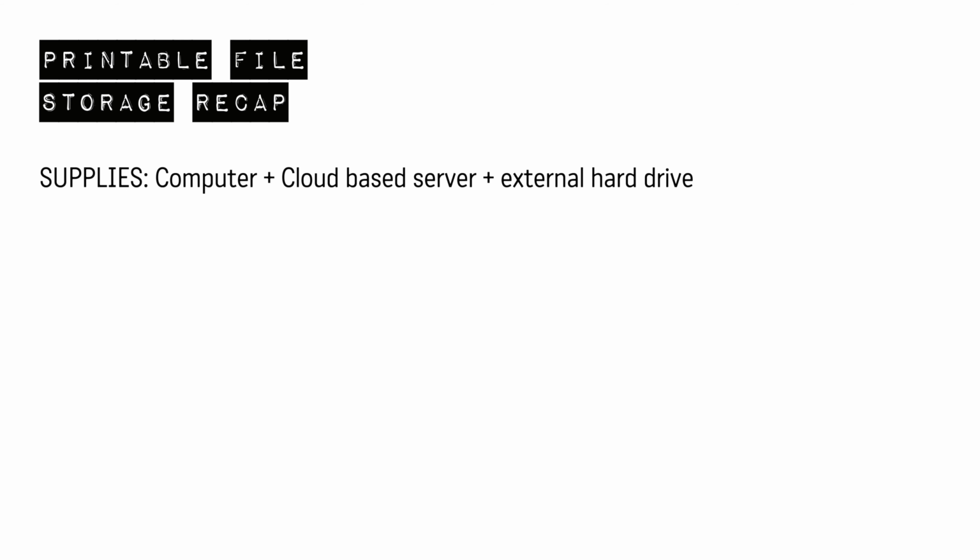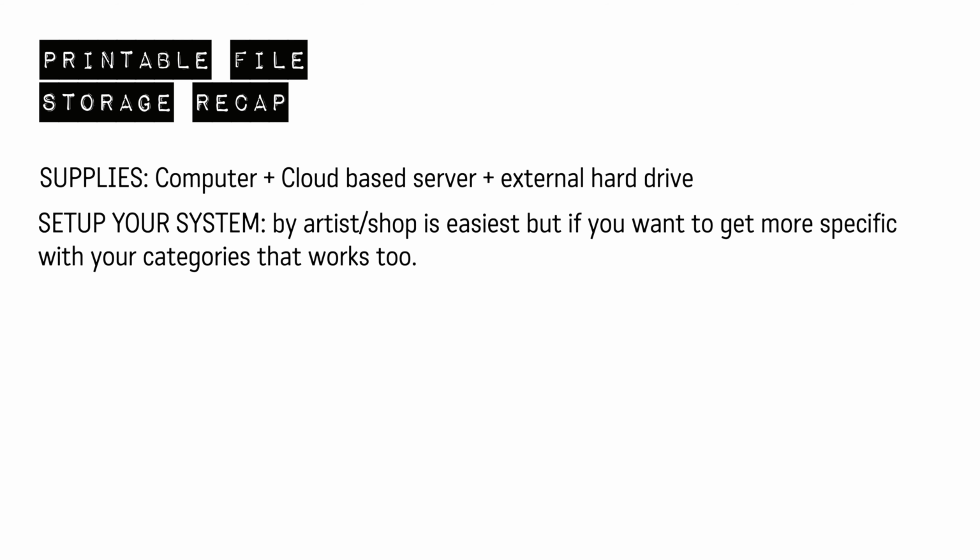You need to, number 2, set up your system either by artist or shop is easiest, but if you want to get more specific with your categories, that works too. So have a designated place where all printable files will live. I call mine printables. You add folders for the shops or artists you buy from or have product from, and that's where those items will live. Within these folders, you can organize however you'd like, but I like to just create a folder or use the collection name if it's already built in.